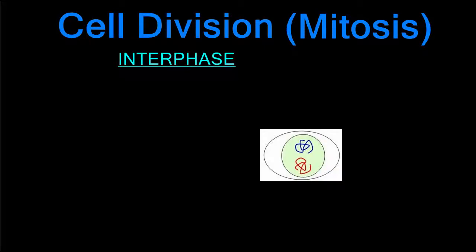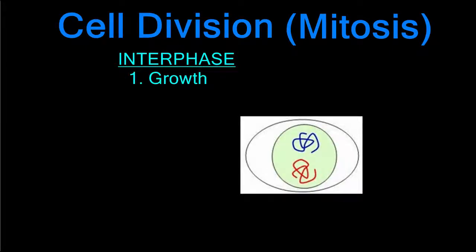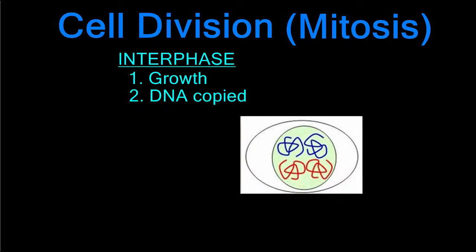The cell begins its life cycle in a state called interphase. At this time, the cell is going about its everyday business, performing metabolic reactions and growing. When it is ready to divide, it copies its DNA. This step is important so when the cell divides, each daughter cell will have one full copy of the DNA to store in its nucleus.